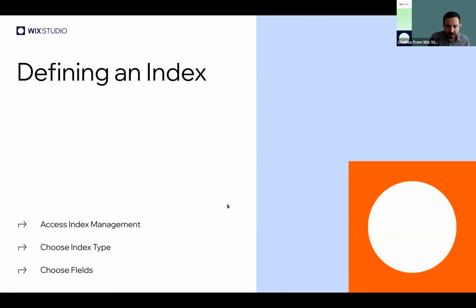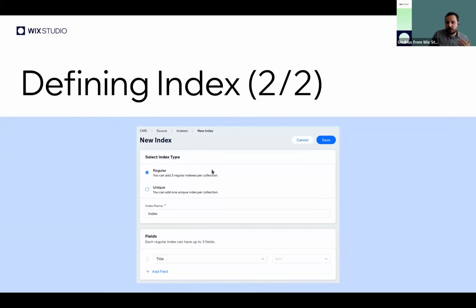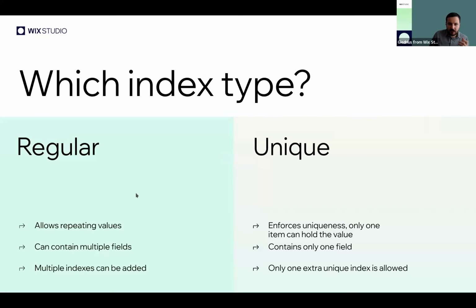So how do you define that index? I've talked a bit at a high level about how it works, but defining an index is very simple. If you're in Content Manager, you go to more actions, you go to indexes, and you're presented with the index UI. There we can choose to create a regular or unique index, and then define the fields. Now, which index type to choose? Regular, as it says, is a regular index. It's used for accelerating queries, filters, and sorting. They can contain multiple fields, and you can add multiple regular indexes.